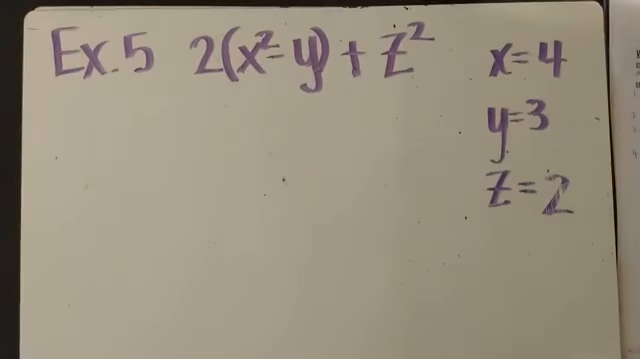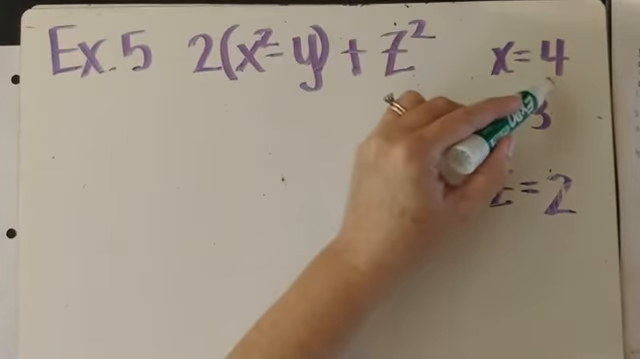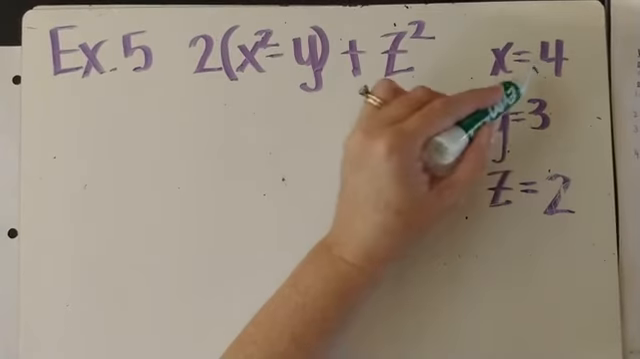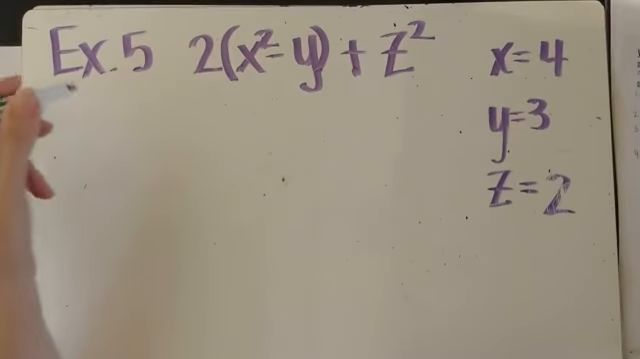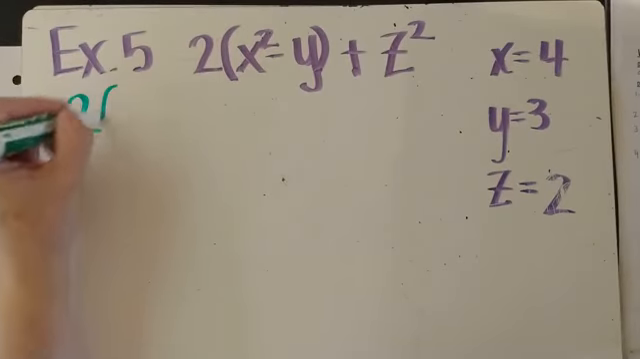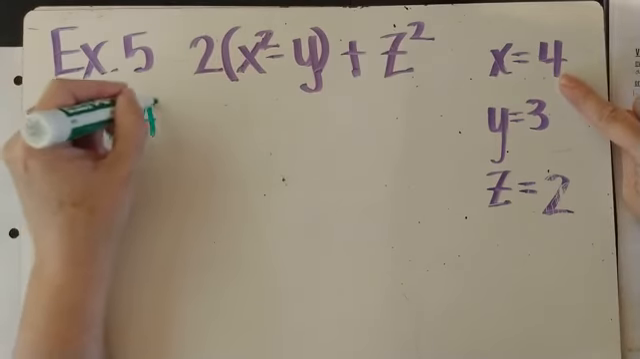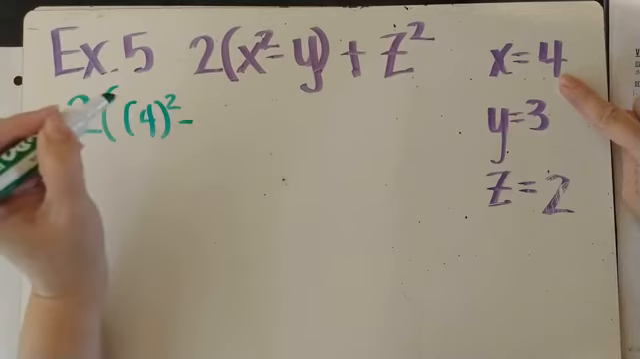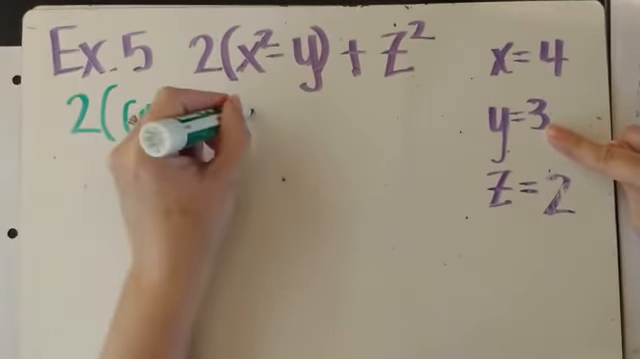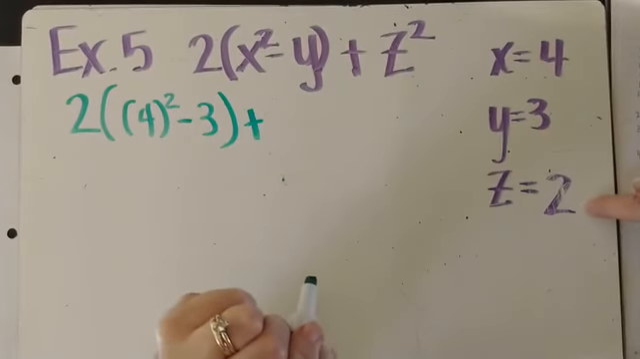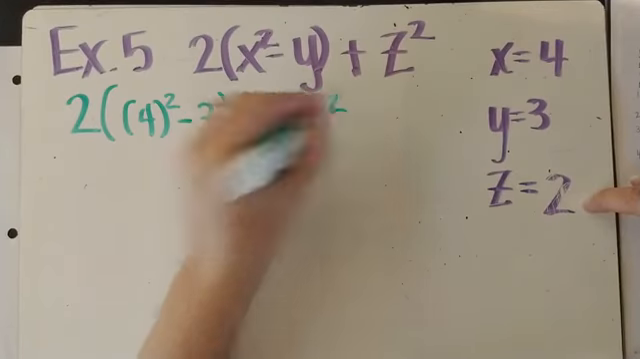Example 5. We are to evaluate. This is an algebraic expression, and we need to substitute the values that are given to us for x, y, and z. So that is going to be your first step. Rewrite your problem so that x is now 4 and y is 3. Put down your next operation and substitute 2 for z.